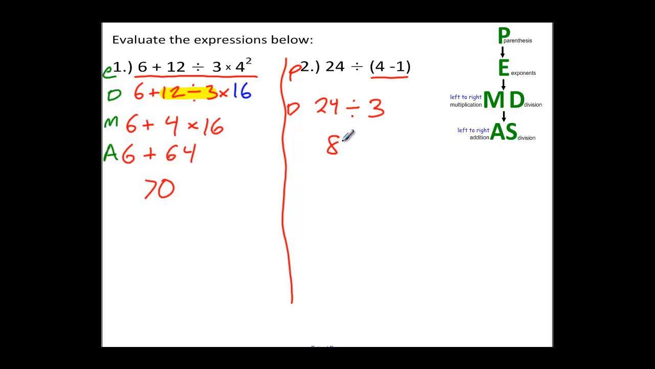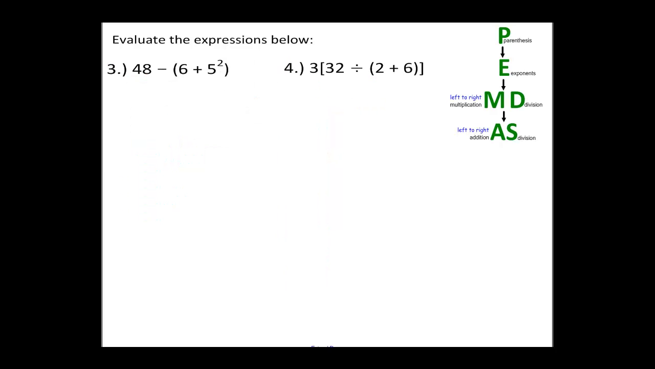So a lot of times students want to go 24 divided by 4 and get 6, but that's the wrong thing to do. So what we have to do is do the parentheses first, get that value, and then do division. Okay, so that's what we want to do in that example here. Let's take a look at 2 more here.